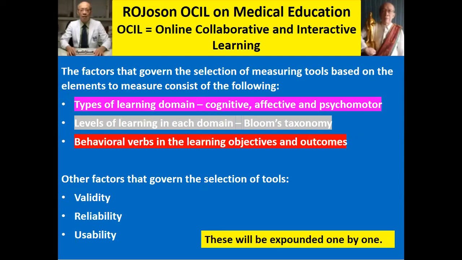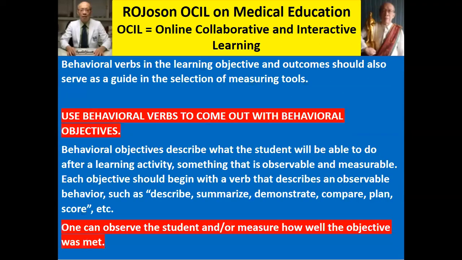The next factors that will be discussed are the behavioral verbs in the learning objectives and outcomes. Behavioral verbs in the learning objectives and outcomes should also serve as a guide in the selection of measuring tools. So the advice is to use behavioral verbs to come up with behavioral objectives.